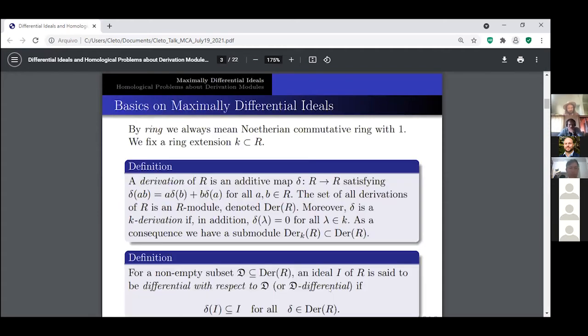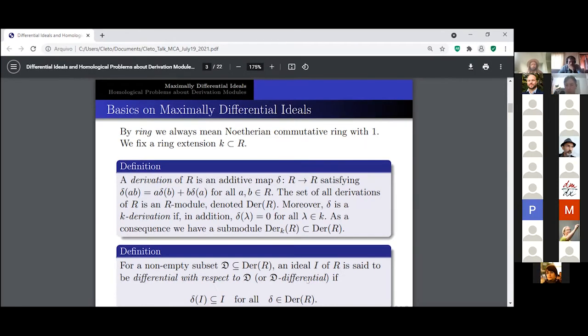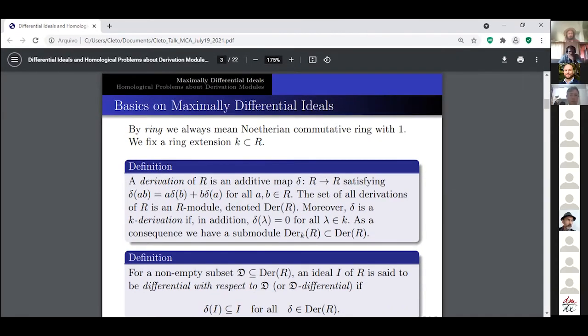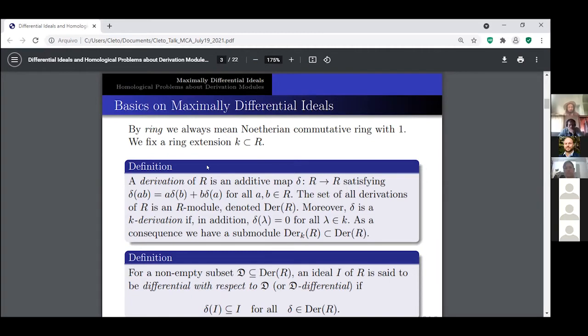So this first part is quite basic, so I'm not going to spend a lot of time here. By ring, we mean, as usual, a Noetherian commutative ring with 1, right? And you fix a ring extension like this, okay? So K is completely general, it's a subring. I'm assuming for simplicity that K is contained physically in R, right?